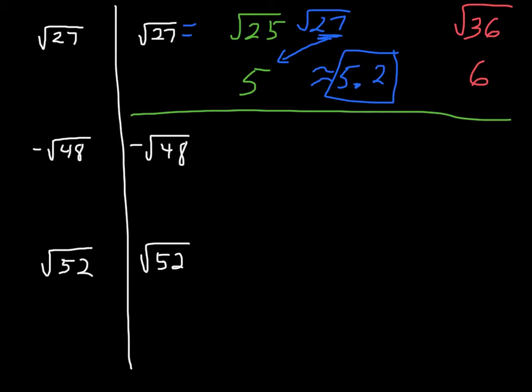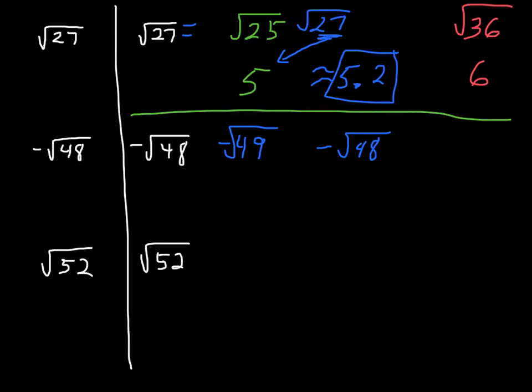So I'm looking for two perfect squares. One's going to be bigger than 48, one's going to be smaller than 48. So I'm going to write the negative square root of 48. I'm going to go ahead and write it in here, and I have the square root of 49, so that would be the negative square root of 49. Notice that I put this to the left of it, even though it's bigger, because of the negative.